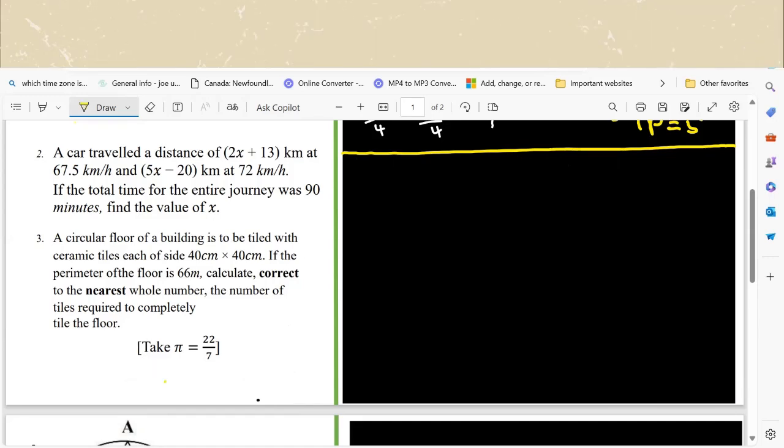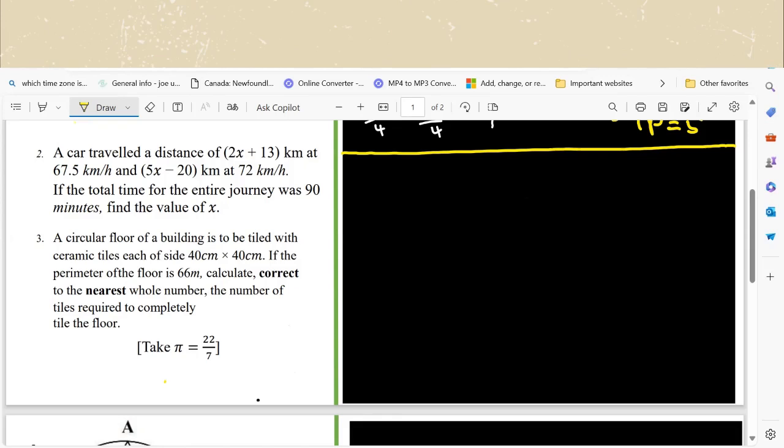Question number 3 says, a circular floor of a building is to be tiled with ceramic tiles, each of size 40 centimeters by 40 centimeters. If the perimeter of the floor is 66 meters, calculate, correct to the nearest whole number, the number of tiles required to completely tile the floor.